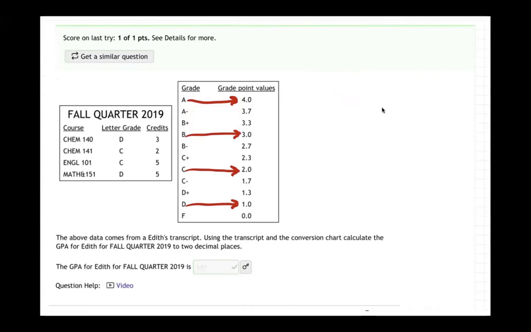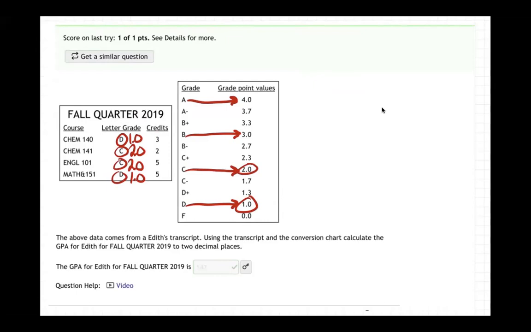What we're going to have to do is next to each of these grades, right next to D, D is worth 1.0. And right next to C, a C is worth 2.0. And another C is 2.0, and another D is 1.0. So I'm just putting the grade points, right? Like A is a 4.0, B is a 3.0, etc. So those are C's and D's. Those are 2.0s and 1.0s. Okay.